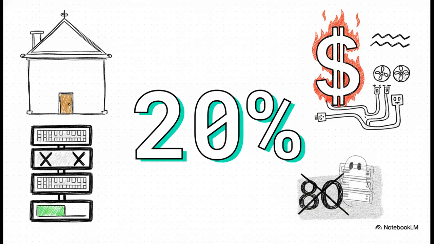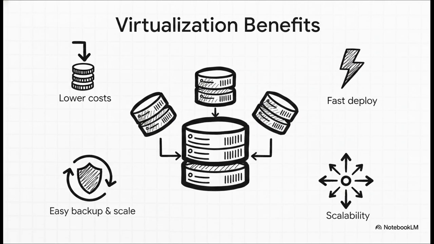I mean, imagine buying a massive, expensive house and only ever walking into the kitchen. That's what was happening. Organizations were just burning through money on hardware, power, cooling, rack space, while 80% of their computing resources just sat entirely idle. It was a severely inefficient way to operate. So virtualization swooped in and totally solved those physical limitations.